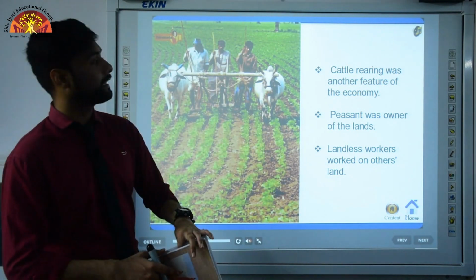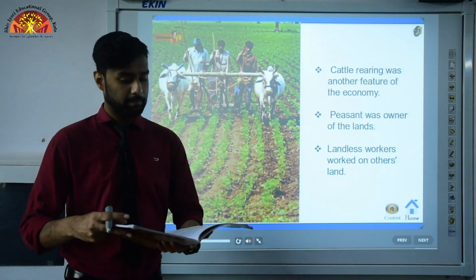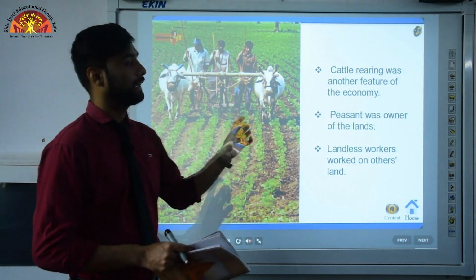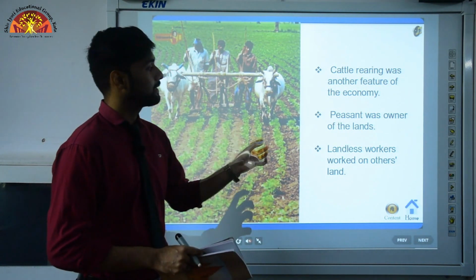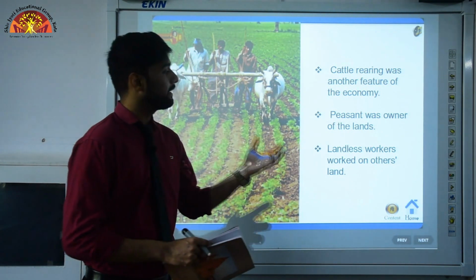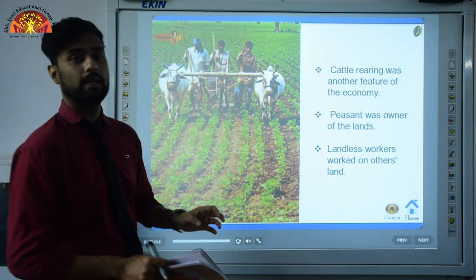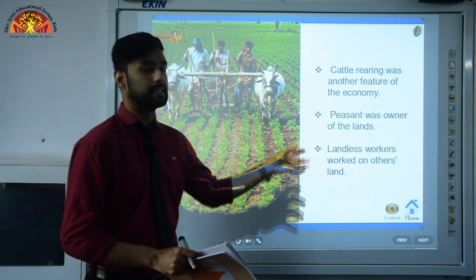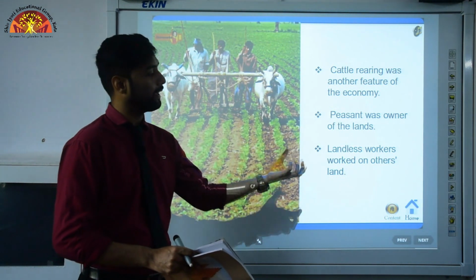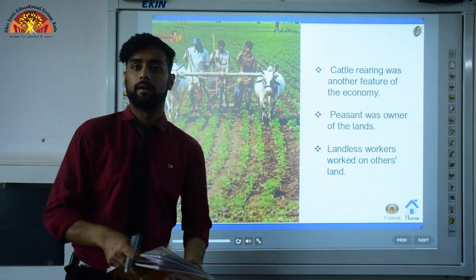Now, cattle rearing was another feature of the economy. The people were also rearing cattle. Peasants were owners of the land, and landless workers worked on others' land. The people who didn't have their own land used to work on someone else's land, and that person would pay those workers for their hard work.